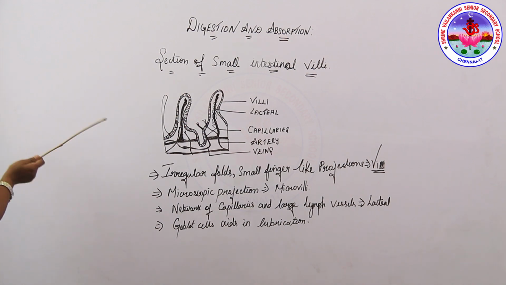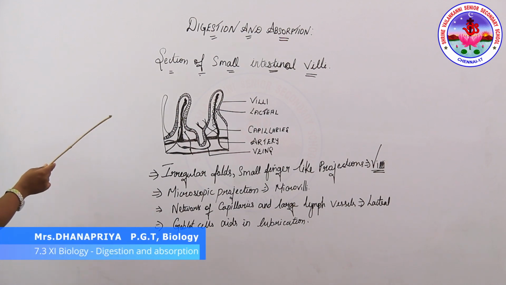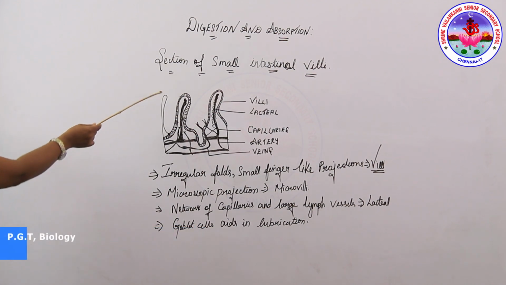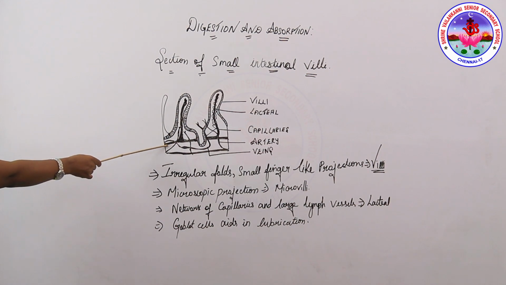First, what is histology? Histology is the study of tissues. Small intestine histology means the study of the small intestinal tissues with the help of a microscope. The small intestine histology is both very complex and interesting too.